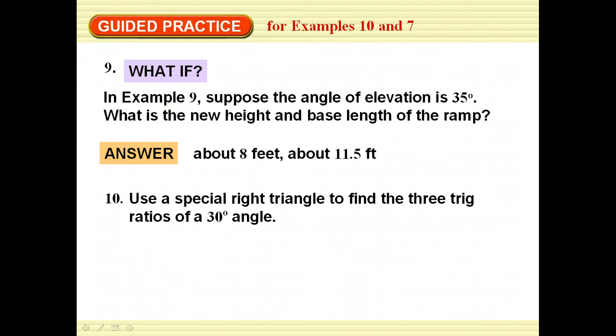It says to use a special right triangle to find the three trig ratios of 30 degrees. Let's draw our triangle. There's 30 degrees. Then this is the right angle. That makes this one 60. Now, what are we going to do? Well, we're going to throw in those same numbers. Let's use 1 for our short side. That makes the hypotenuse 2, makes the long side square root of 3.